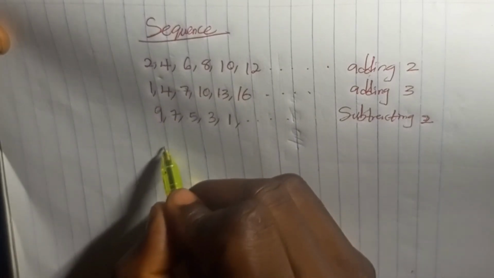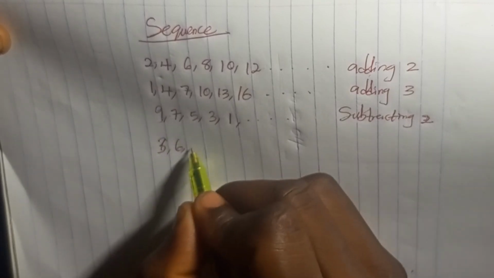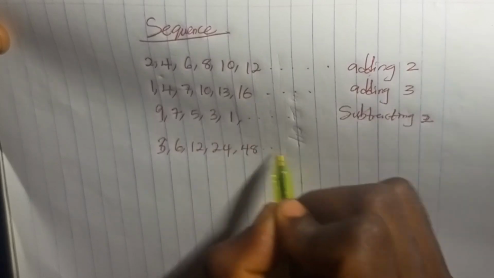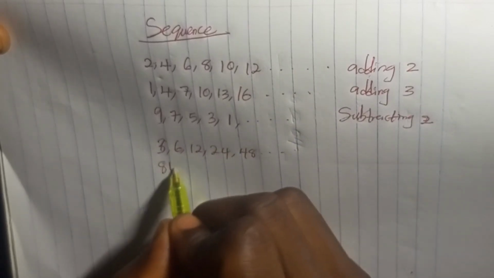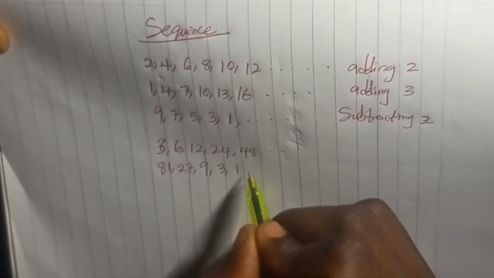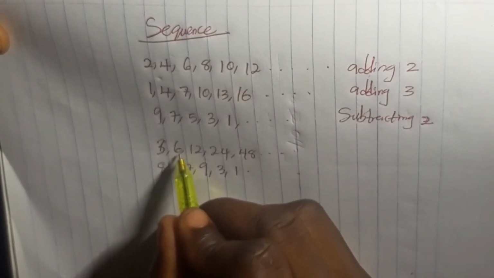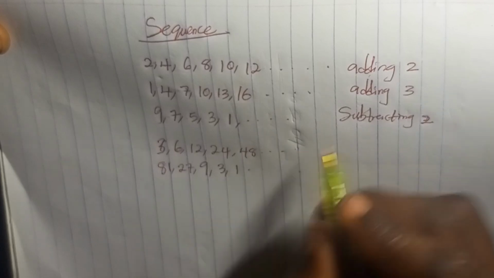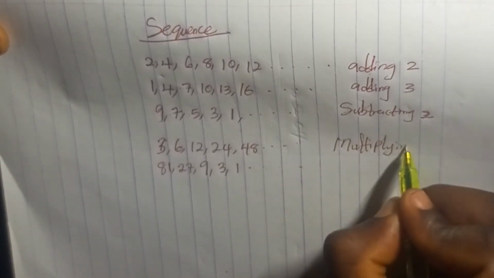Now take a look at these ones. If I write something like 3, 6, 12, 24, 48, it keeps going. Now if I write something like 81, 27, 9, 3, 1, it keeps going, right? Now if you look at the first one, what did I do? 3 times 2 is 6. 6 times 2 is 12. 12 times 2 is 24. 24 times 2 is 48. So I was multiplying by 2, right?